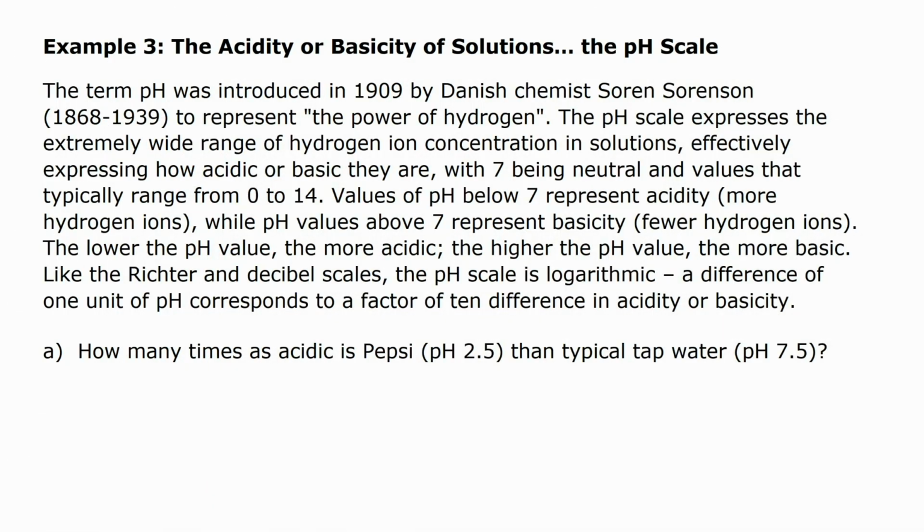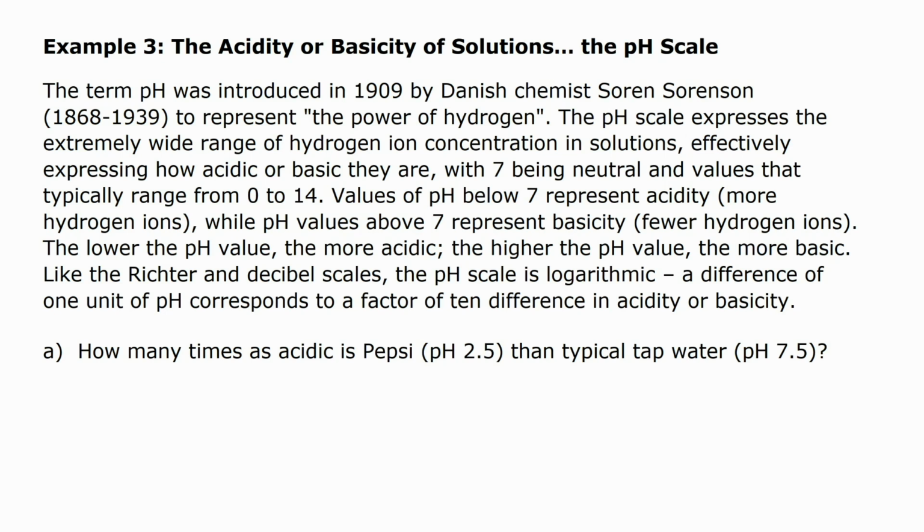Now, another really well-known example of a logarithmic scale is the pH scale in chemistry, which is used to express how acidic or basic solutions and other substances are. Now, the term pH was introduced over 100 years ago, 1909, by a Danish chemist named Søren Sørensen. And he chose that term because he wanted a shorthand for the power of hydrogen, because differences in concentration of hydrogen ions in solutions is what makes them more or less acidic, and there's a really wide range of possible values, so a logarithmic scale is really useful in this situation.